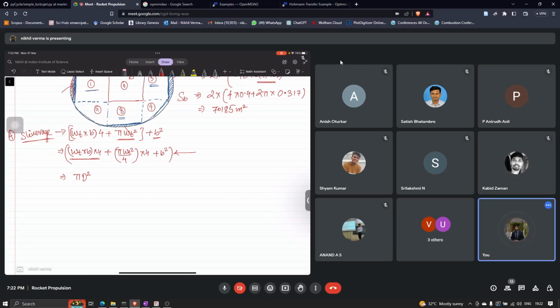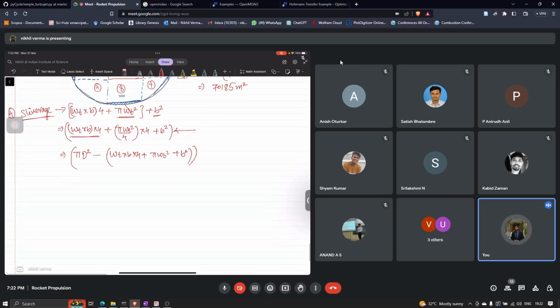Okay, let us see this. So I'm just writing the complete equation. Okay, this is the area, right? And this is the volume, and this is the density. So if you multiply with the density, you will get the mass of this leverage, right?